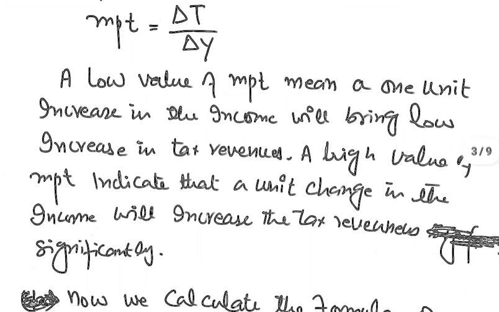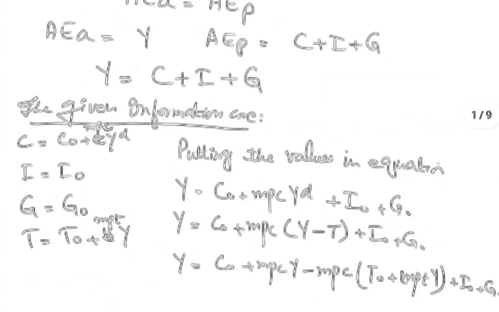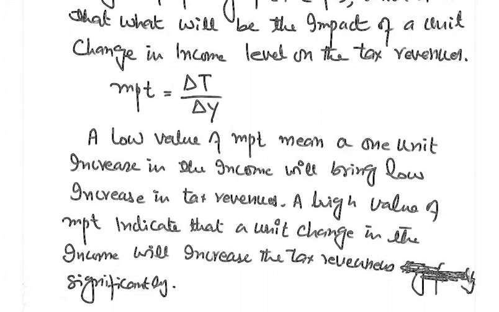A low value of MPT means that a 1 unit increase in income will bring a low increase in the tax revenue. A high value of MPT means that a 1 unit increase in the national income will bring a significant and high increase in the tax revenue.